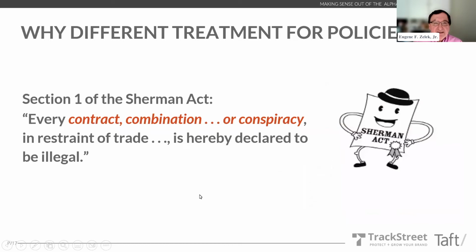Now, why is there different treatment for policies? Without boring you to death with the law, probably the most applicable is Section 1 of the Sherman Act, which is the primary U.S. antitrust statute. And it says, literally, I left out a few words, but literally these few words: every contract, combination, or conspiracy in restraint of trade is hereby declared to be illegal. The magic language is what's in red: contract, combination, or conspiracy.